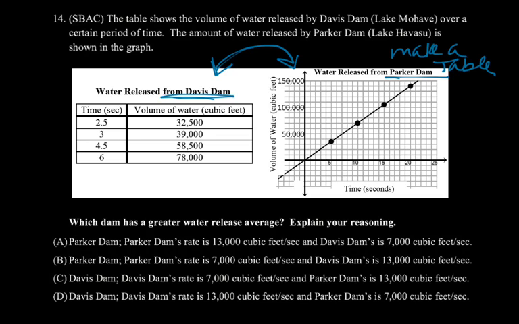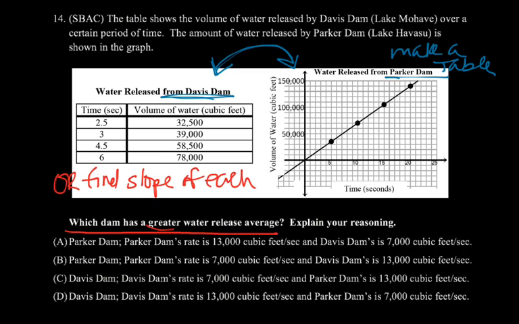The other option you have, like what we ended up doing with the last one, is to find the slope of each. Because what we're looking for here is which dam has a greater water release average? So basically, I'm trying to find the greater slope. Which has a greater slope, or a greater unit rate of change? Explain your reasoning. So we have two situations. We either have Parker Dam, and then we have to choose what their rate is, or Davis Dam, and then choose the rate.